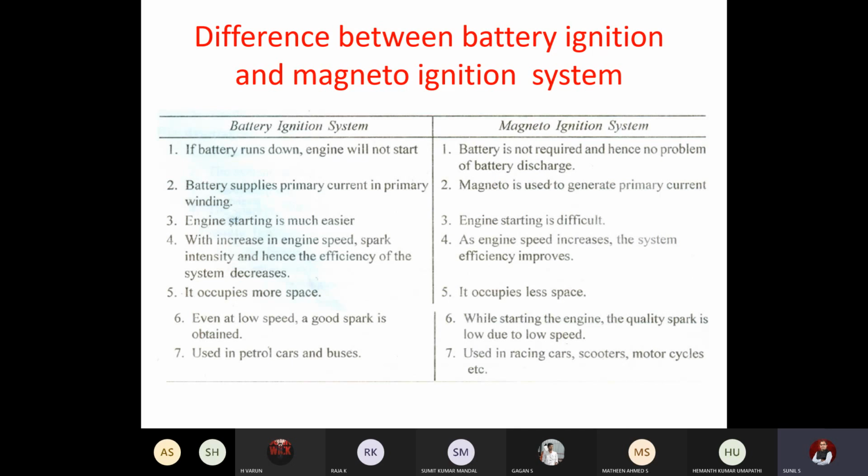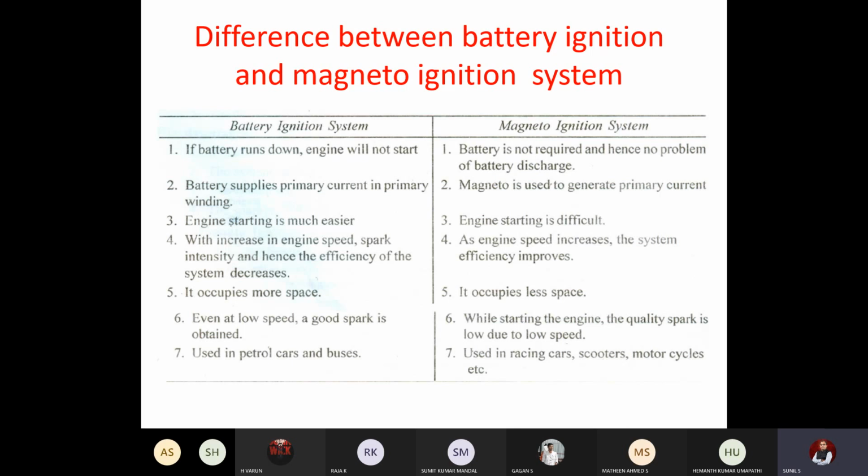First one, in the battery ignition system, if the battery runs down, the engine will not start. But in magneto, there will be no question of battery. Even if you stop the vehicle for 2 or 3 months, it will definitely start. Okay. So the second point is battery supplies primary current in the primary winding. So battery is the key component, but here magneto is the key component which supplies the primary current because of its rotation.